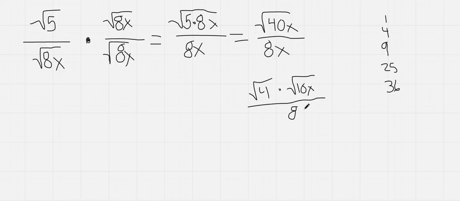And as we know, the square root of 4 is 2, so now we have 2 square root of 10x over 8x.